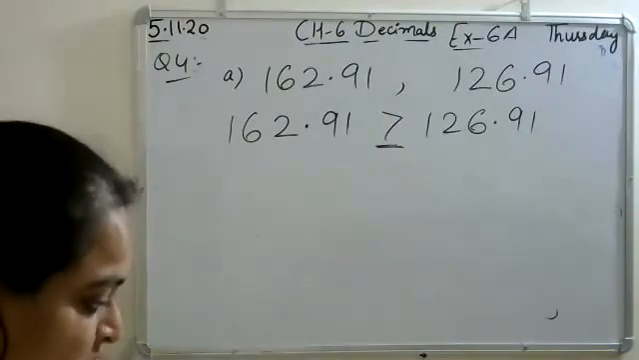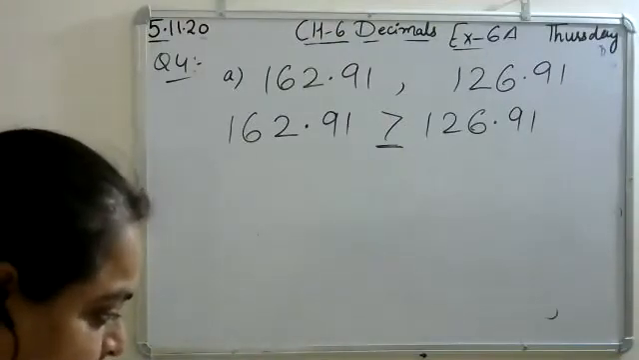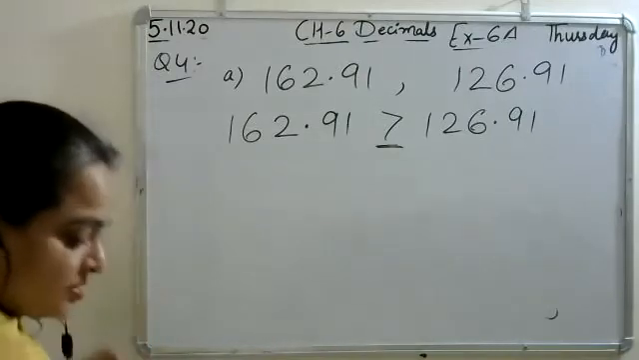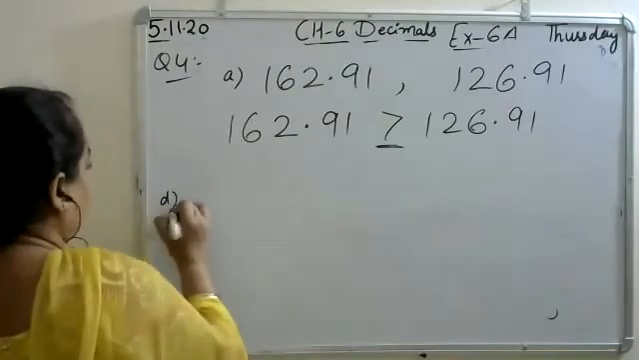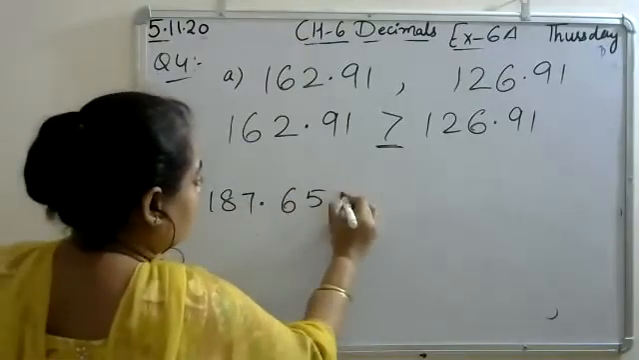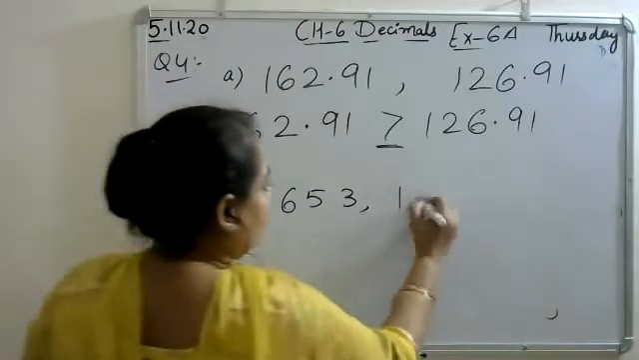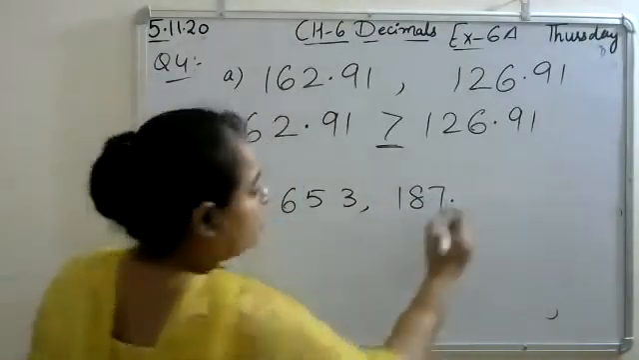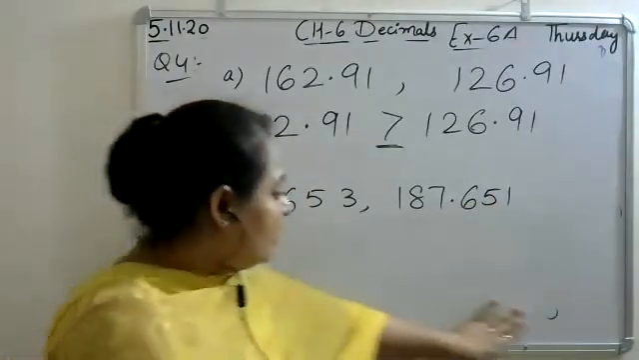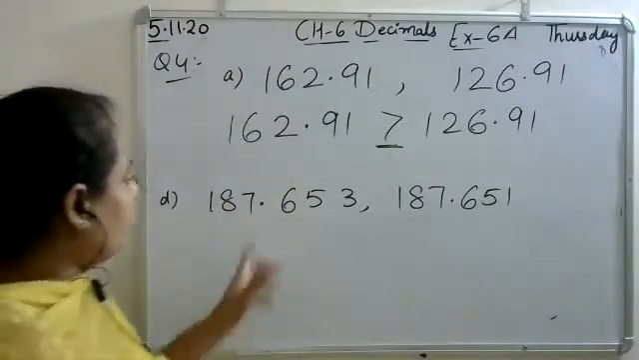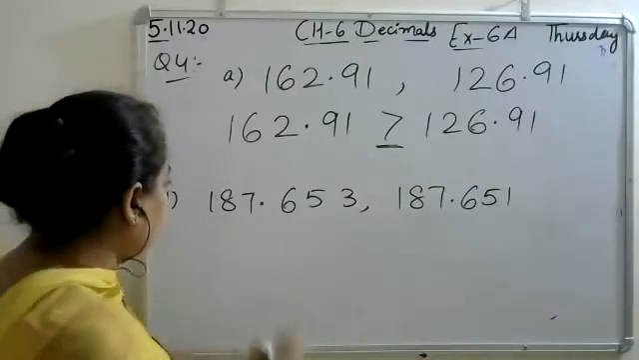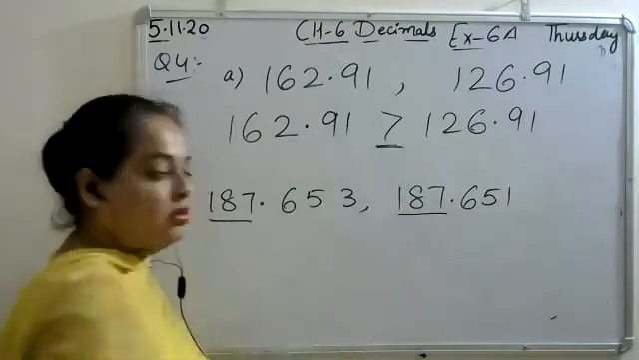Now come to the next. Very good, Bhavya. Alligators. Next is D part: 187 decimal 653 and 187 decimal 651. Now, which number is greater out of these two? This is 187. This is also 187.